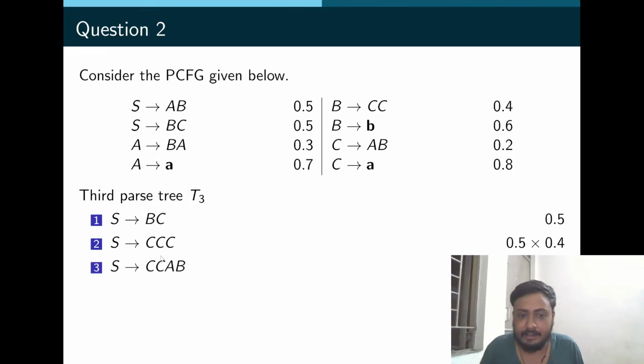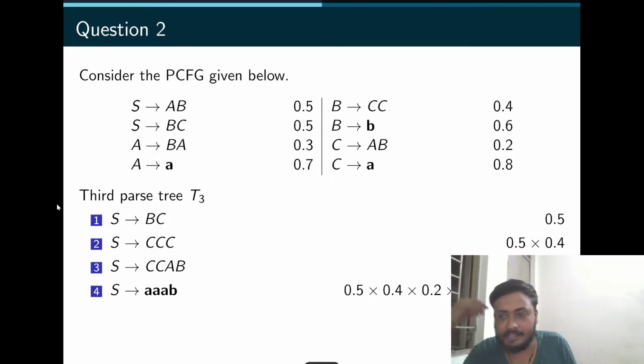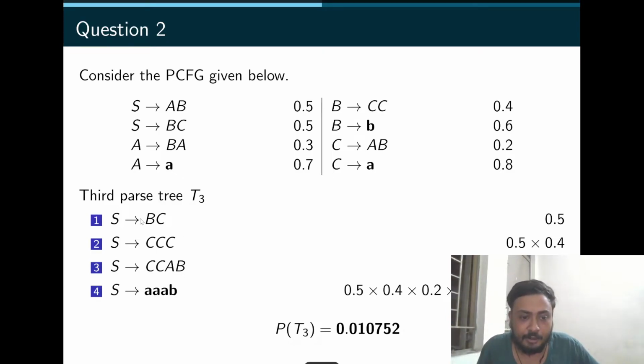And then we apply this rule, which is C gives AB, because we need a B at the end. We need A's in the beginning and a single B at the end. And finally, we get the string AAAB, right? So this is our third parse tree. And as I said, there is no option to use the other rule over here, which is C gives AB, because then you would have BAB and things would have got stuck, right?